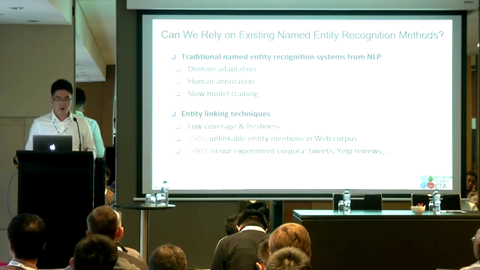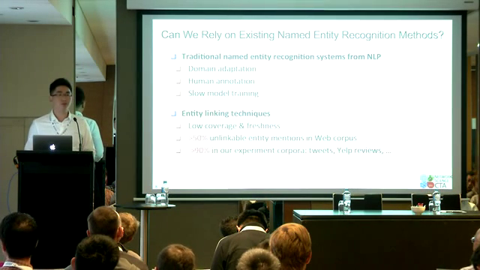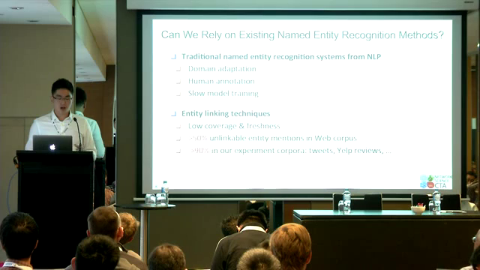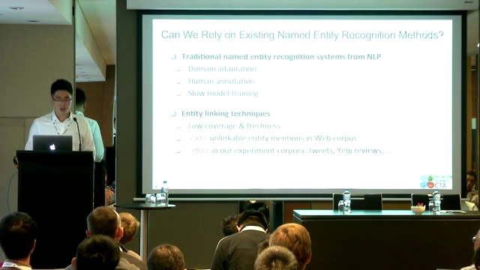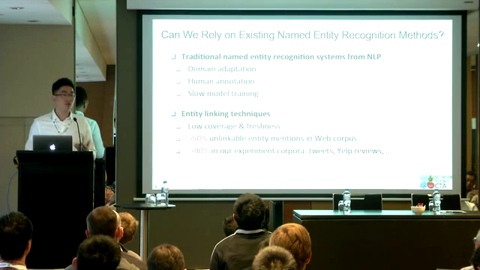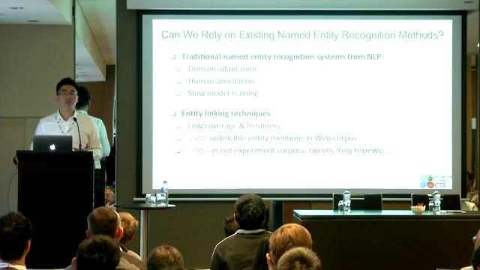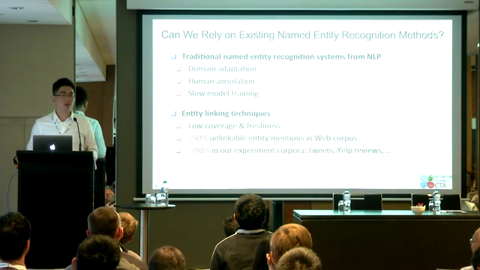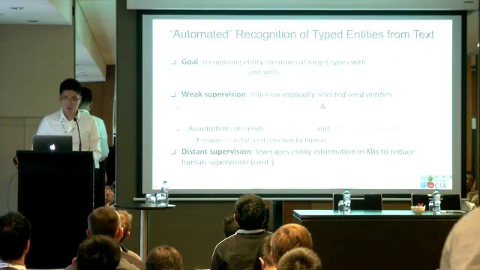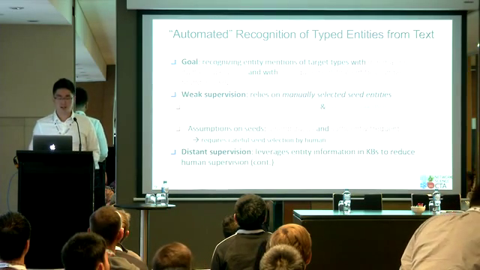For example, if we look at the web corpus, only 50% of the entity mentions can be linked to the knowledge base. And in our experiments, we tried some domain-specific corpora like tweets or Yelp reviews. Actually, over 90% of the entity mentions cannot even be linked to Freebase. So we really need an automatic way to recognize the typed entities from the text.